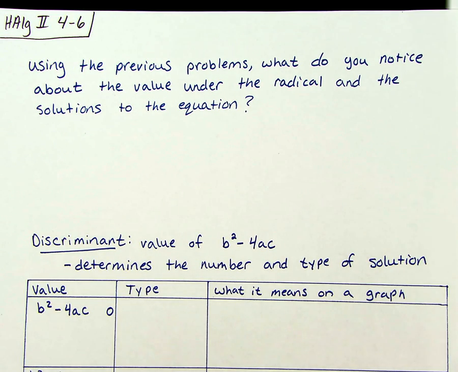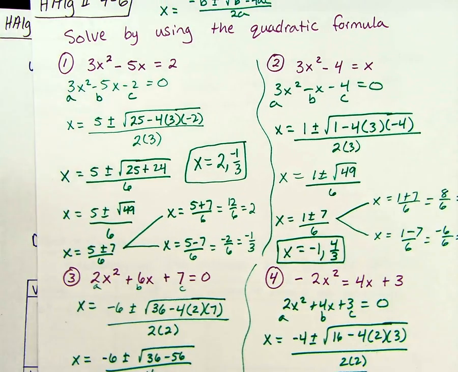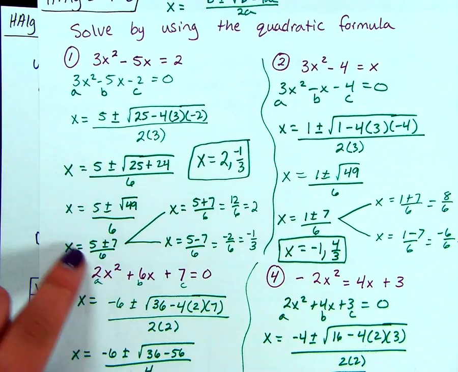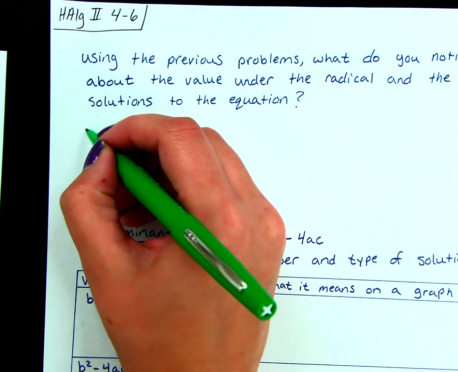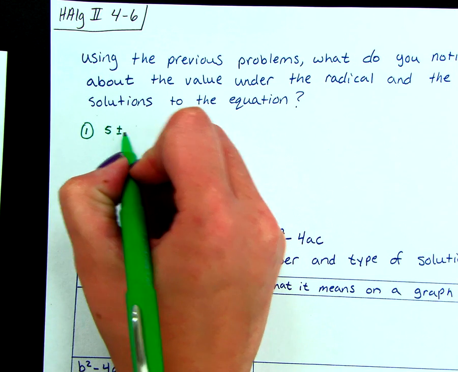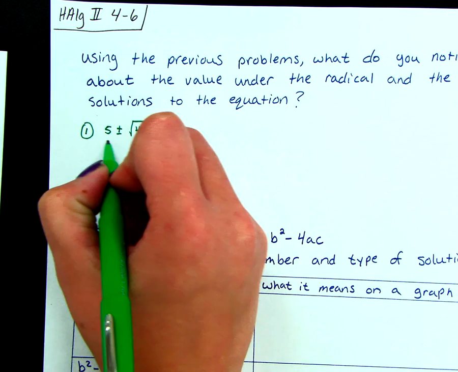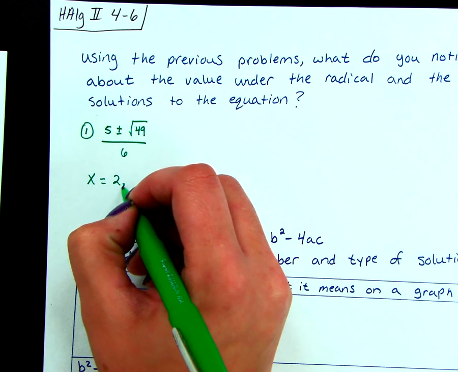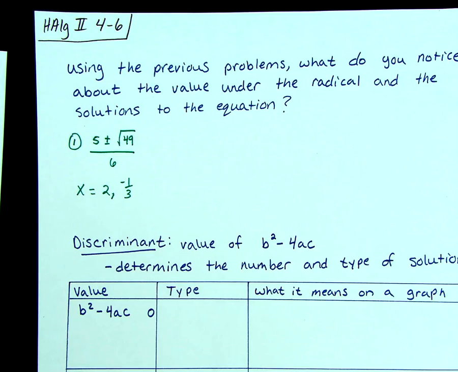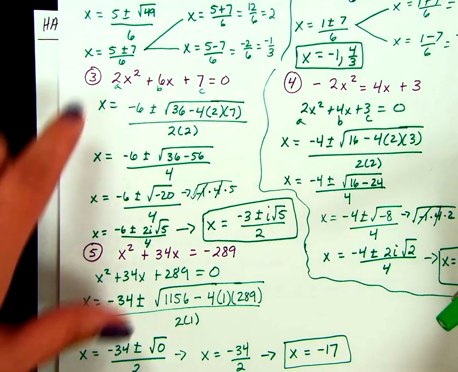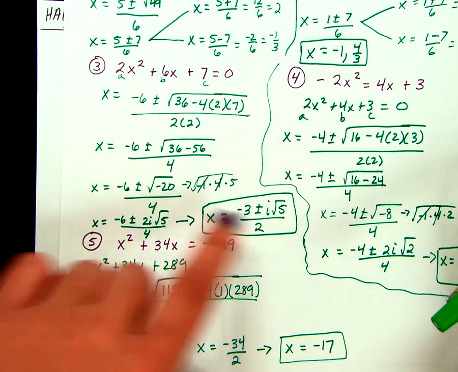So if we look at, let's just say problem 1, I'm going to jump to this step right here. From our problem 1, we had 5 plus minus the square root of 49 divided by 6, and our final answer was x equals 2 and negative 1/3. Okay, so if I go down to the third problem, again I'm going to jump to this step right here. So I'm going to write this and then what my answers were.